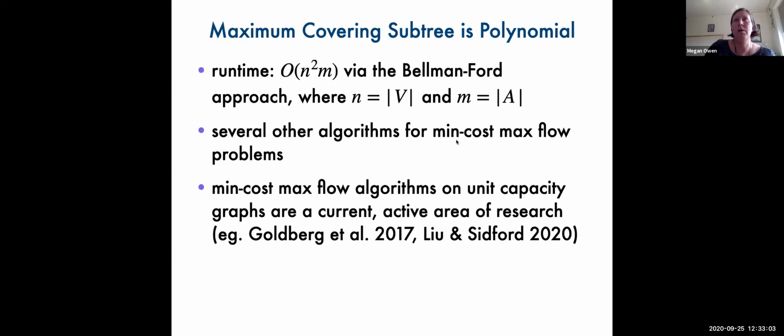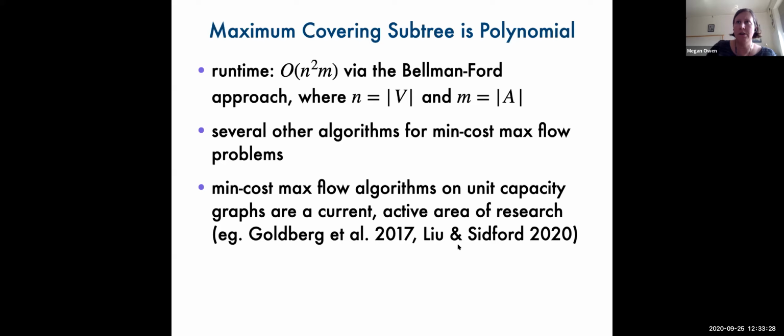But there are a bunch of other algorithms for min-cost max flow problems, things like interior point methods and others. And it turns out that min-cost max flow algorithms on unit capacity graphs are a current area of research, with a whole bunch of papers just very recently. And it looks like they're going off interior point methods, I think.